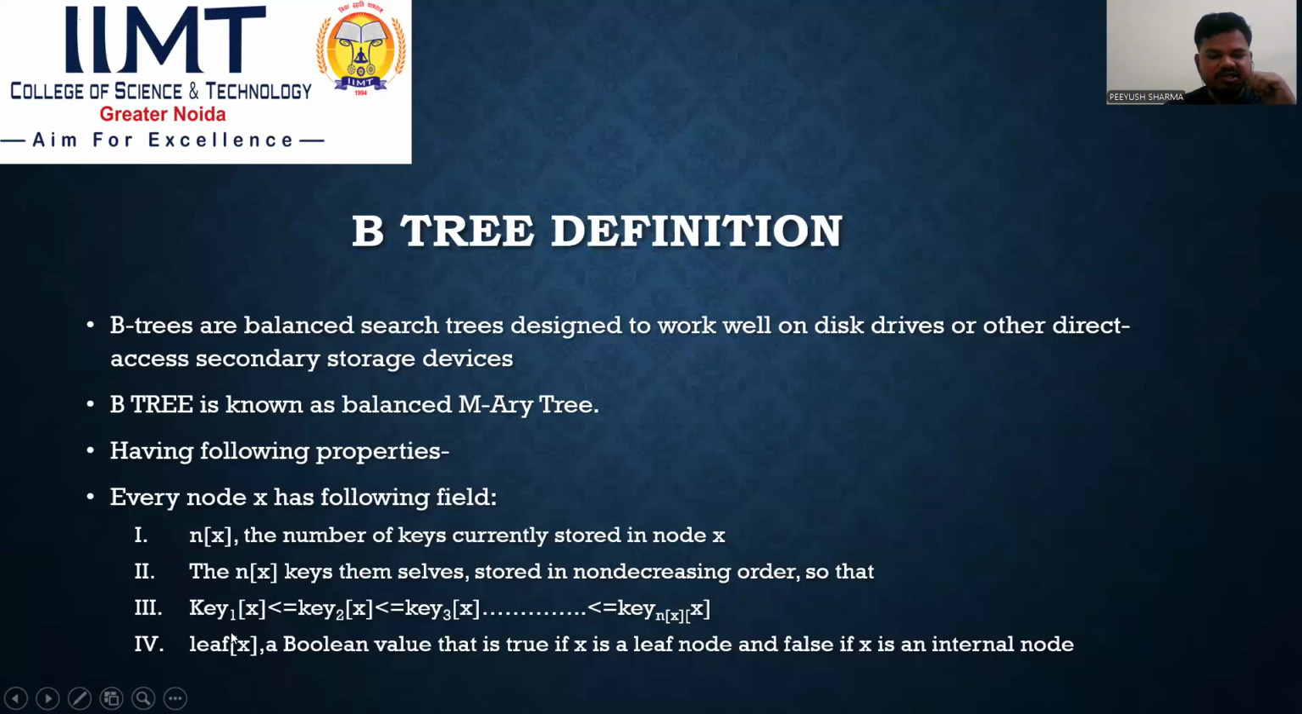And the next property is leaf of x, a boolean value that is true if x is a leaf node and false if x is an internal node, right? In a B-tree, if a node is a leaf node, then its boolean value will be true, and if it is an internal node, then its boolean value will be false, right? These are the properties of B-tree.